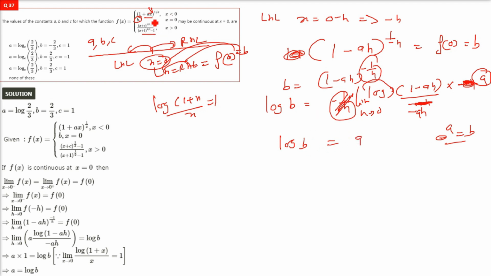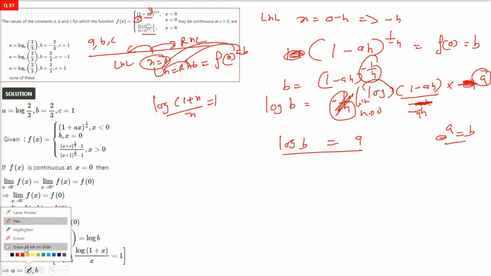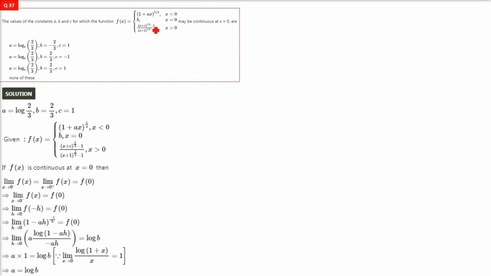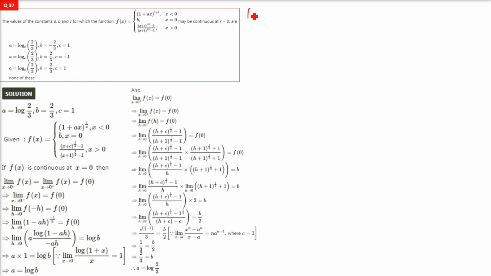Okay, so let us come to the second part of the right hand limit. Just keep in mind, I'm just replacing all of it. We'll use it in a short while. Now the numerator is x plus c to the power 1 by 3, and the denominator has x plus 1 to the power 1 by 2. So replace x by 0 plus h, that is h, in place of x wherever it is. So h plus c to the power 1 by 3 minus 1, and then you have h plus 1 to the power 1 by 2 minus 1.